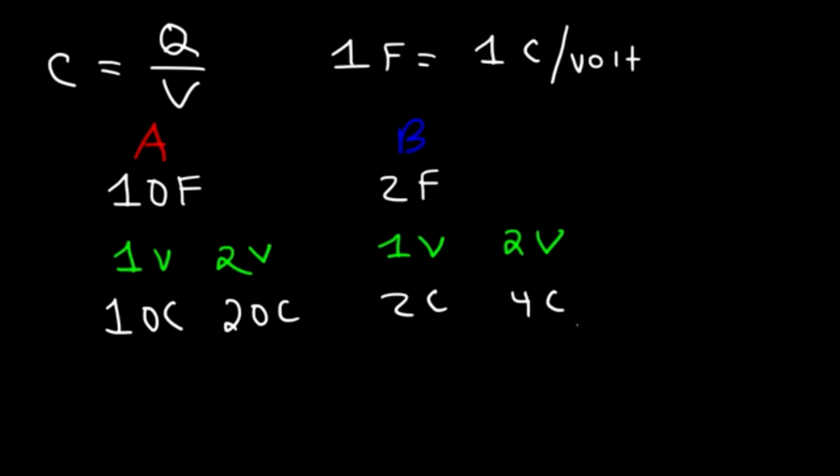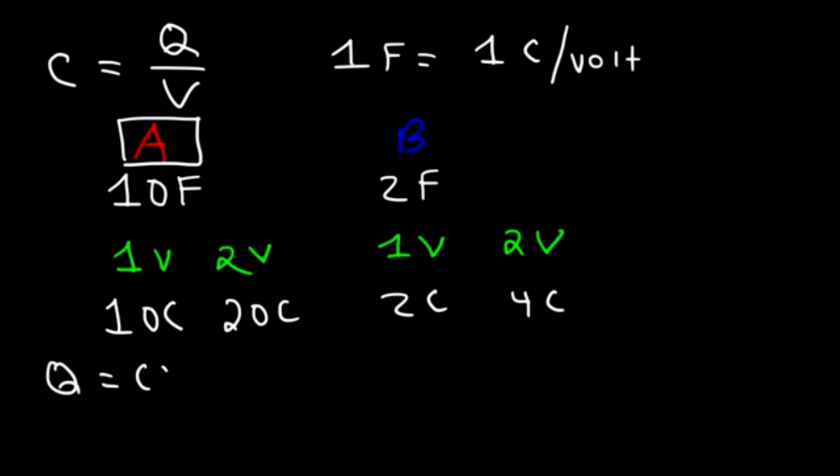So as you can see, capacitance is basically charge efficiency. It's how much charge you can hold per volt. As you increase the voltage, you can hold more charge. But if you look at capacitor A, it's more efficient. It can hold 10 coulombs of charge per 1 volt, whereas capacitor B can only hold 2 coulombs of charge per volt. So the higher capacitance means that you can store more charge per volt.